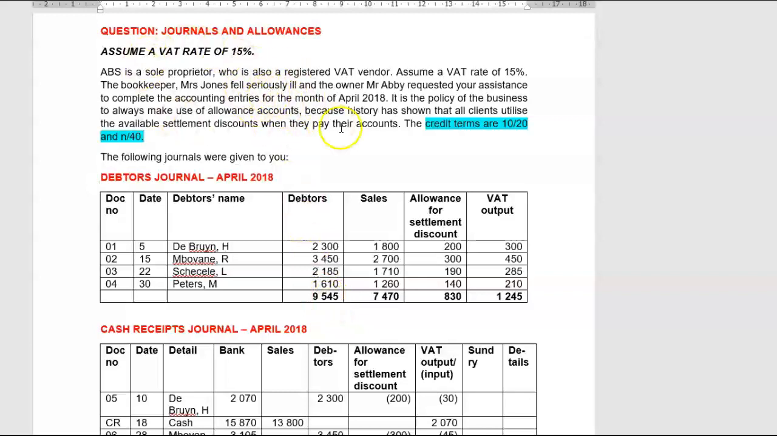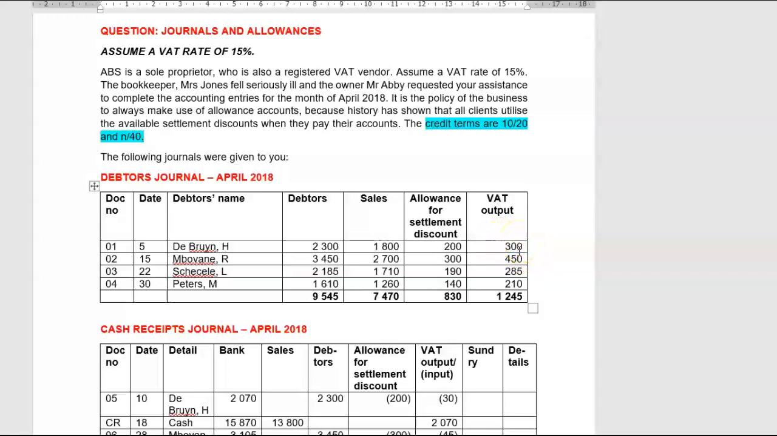All our debtors make use of settlement discounts. Therefore, when the sales transaction takes place, we have to make provision for our allowance for settlement discount account. So what do we do? We take the invoice amount, and we take out the VAT. So 2,300 divided by 1.15 multiplied by 15% gives us 300 Rand, which will be VAT output. Then we derive the VAT exclusive amount, which is now 2,000 Rand: 2,300 less 300 gives us 2,000 Rand.